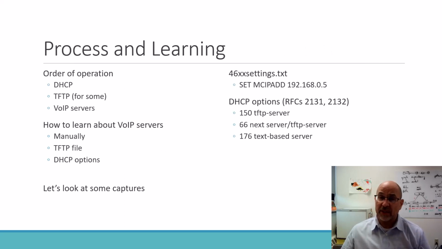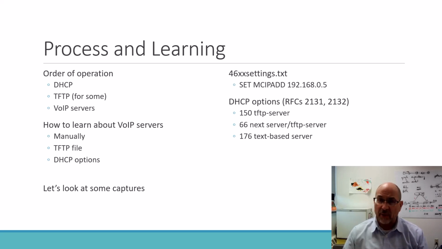So our process goes something like this. You DHCP, then you TFTP, and that's true across a lot of vendors, and then you're going to connect to the VoIP server. So how do you learn about the VoIP server? Well, we've got a couple of ways we can do that. You can manually configure it on a phone. In the same way that we did the soft client, you can manually configure the phone itself right through the phone interface. So you could do that, but again, that's kind of clunky.